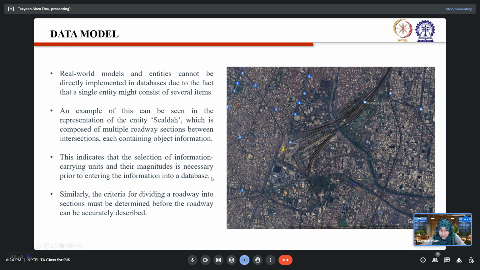So what does this indicate? It indicates that the selection of information carrying units and their magnitudes is necessary prior to entering the information into your database. So you have to be very careful and very precise when you're entering your information into the database. Similarly, the criteria for dividing a roadway into sections must be determined before the roadway can be accurately described. If you initiate your database in the wrong format, or if you have a precision issue, it is going to create a wrong assumption as well as wrong analytical results, leading to wrong decision making based on your data model.